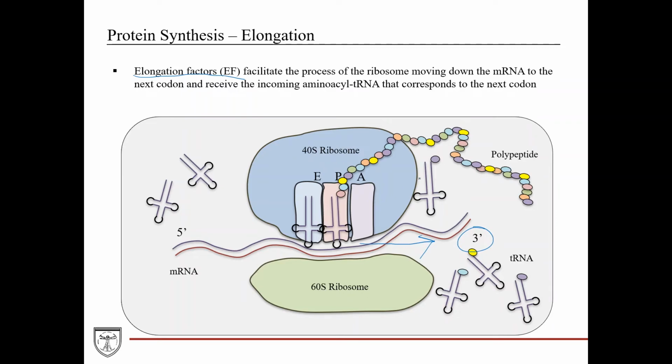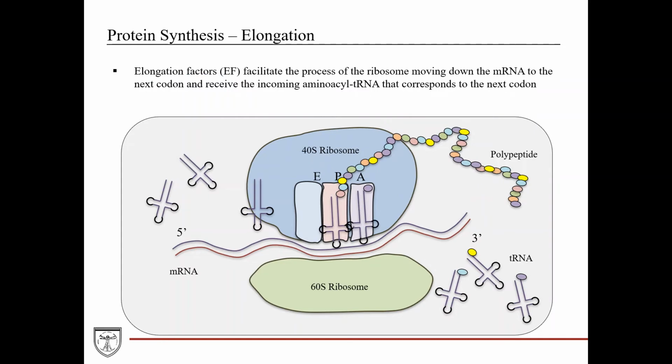And the next thing they do is they help receive the next tRNA, which corresponds to the next codon that is encountered on the mRNA strand. So you have this amino acid here connected to this tRNA, and this was the last added amino acid to this growing polypeptide chain. So then the next tRNA that's carrying the amino acid that corresponds to this codon here, that's the next codon, this tRNA has to come in and bring that amino acid in, just like that. And so elongation factors help with that process as well.